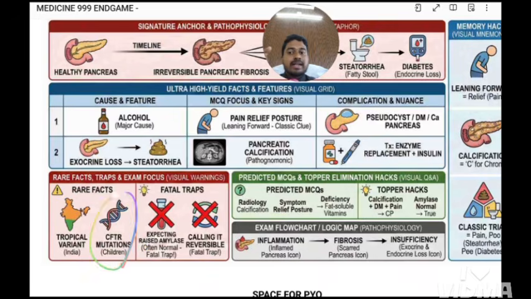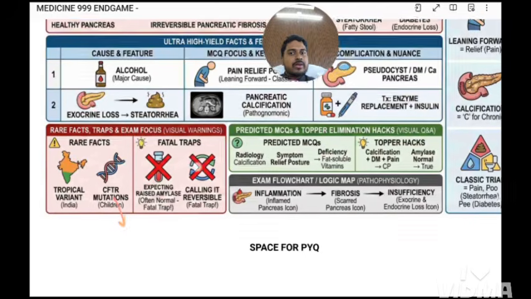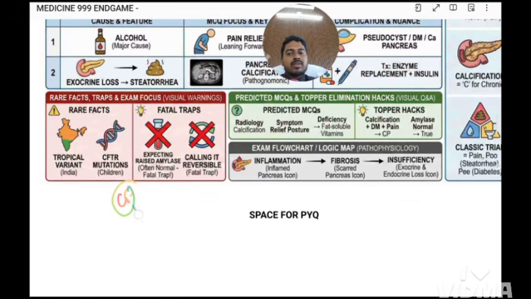Next, in children, chronic pancreatitis occurs in case of cystic fibrosis. What is CFTR? Cystic fibrosis transmembrane conductance regulator gene. Okay, so because of these mutations, the pancreas is also involved in cystic fibrosis. Do you remember pediatrics? Yes, cystic fibrosis occurs because chloride channels are defective.